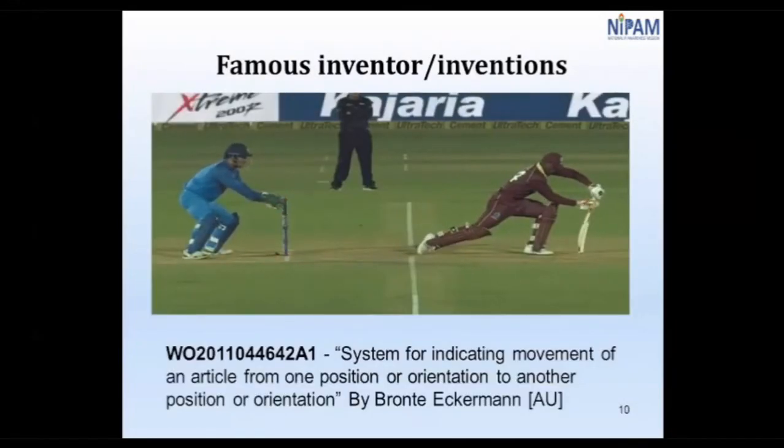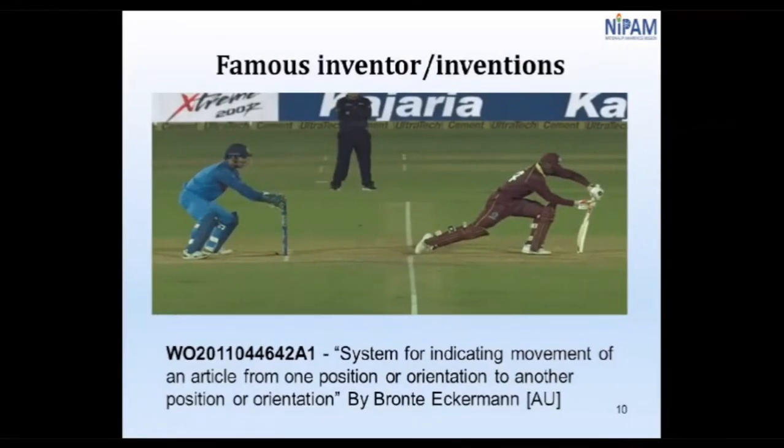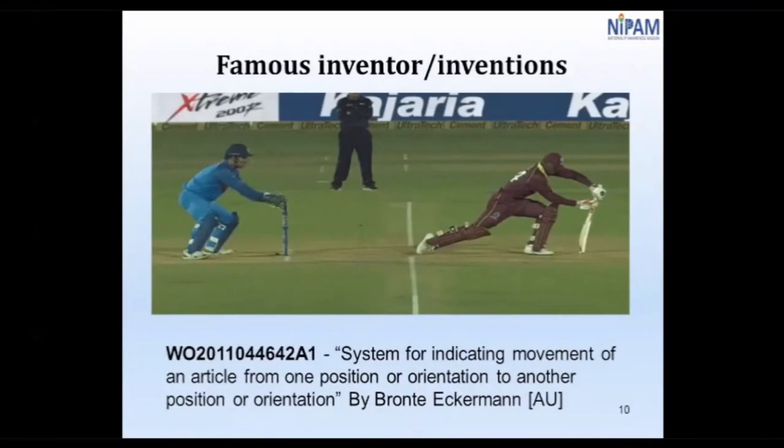Second case: we all watch cricket. Okay, so what is the LED stump? For the last 4 to 5 years, we are seeing that LED stumps are being used in cricket. We watch cricket, yes, and it seems a very simple invention, but it is not. This is the application number. It is about a system indicating movement of an article from one position or orientation to another position or orientation. See, by the title of the invention, we don't know it is discussing the LED stump, because it is a very generic term. The LED stump is just an application of that invention.